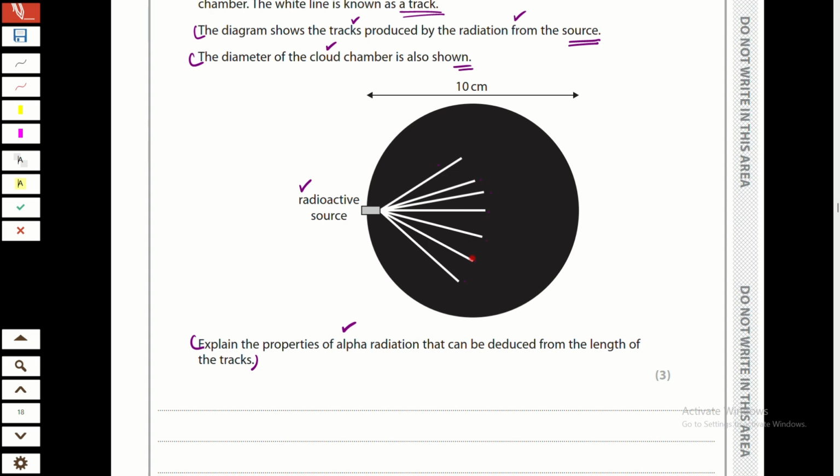energy. The idea that all the tracks are of equal or identical length actually provides us the idea that all these alpha particles have the same kinetic energy.